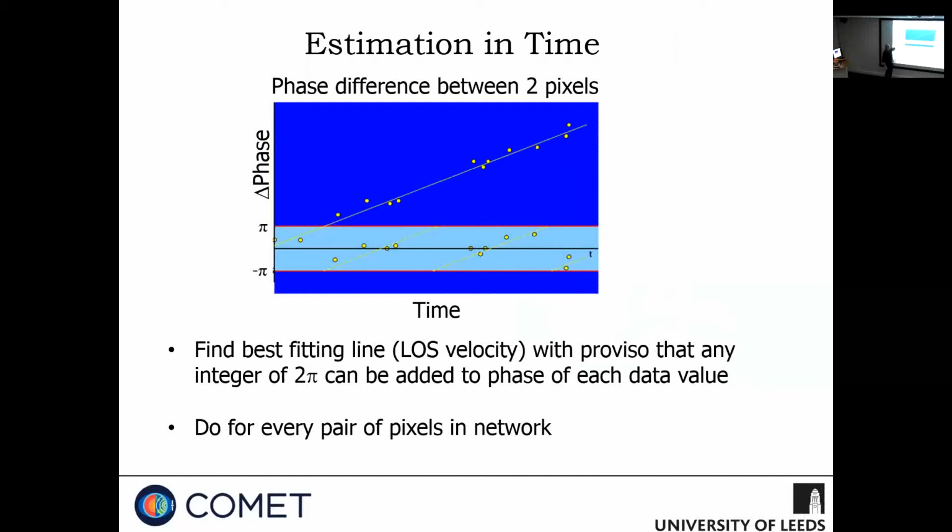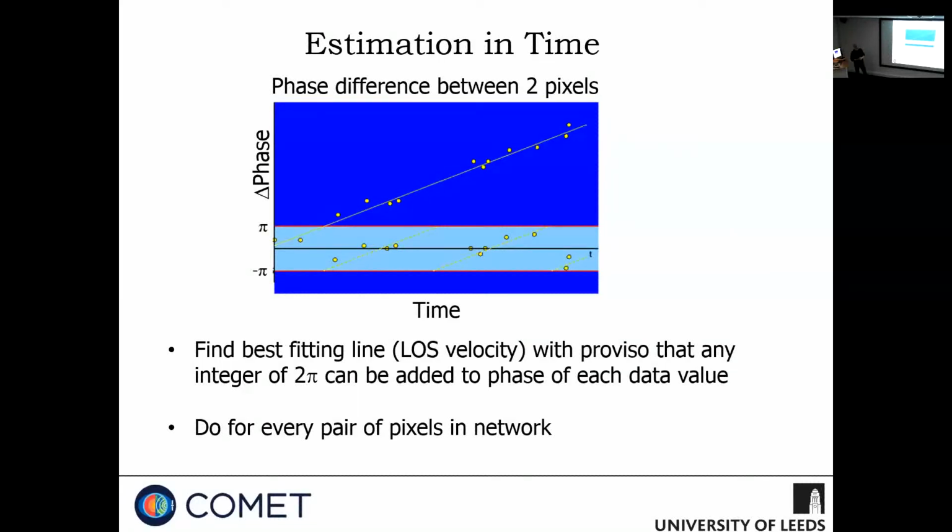If that's the case, then with time on the x-axis and phase on the y-axis, you can basically fit a straight line to these points. But you have to take into account the fact that the data are wrapped between minus pi and pi. So you have to allow for adding an integer number of 2 pi to these points. The actual straight line being fitted here is this one, where 2 pi has been added to this point, and 4 pi has been added to these points. So it's not a straightforward estimation process to find the best fitting line.